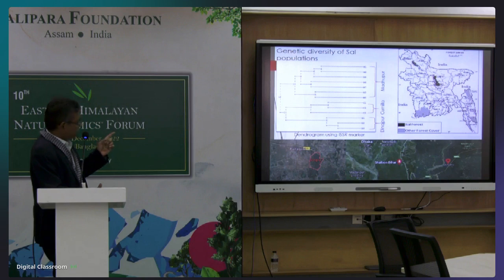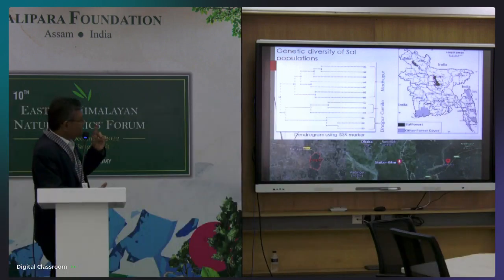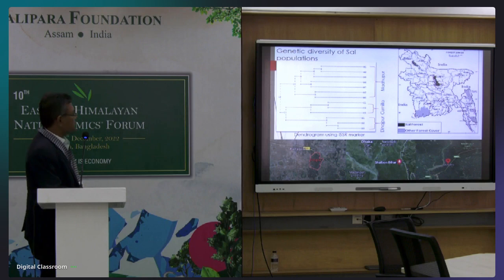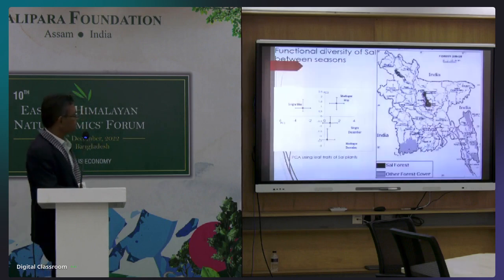and we used an ISSR marker, inter simple sequence repeat marker, and by using that marker we found that these forest populations are separated from each other. As you see on the right-hand side, the clusters are completely different. So it means that we have diversity in Shorea robusta.